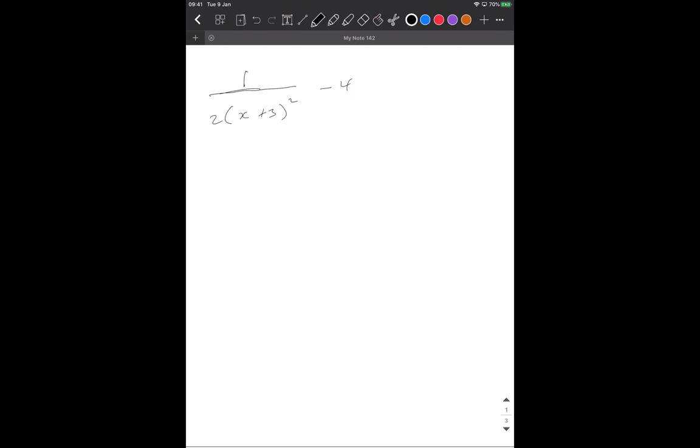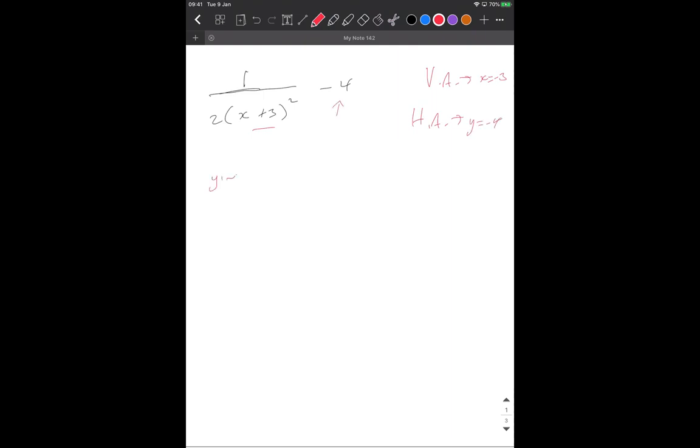So I'll go through how to graph this and pay extra attention to finding x-intercepts. So our vertical asymptote is at x equals -3. Remember, it's the opposite sign of h. Our horizontal asymptote is y equals -4, same sign as k.